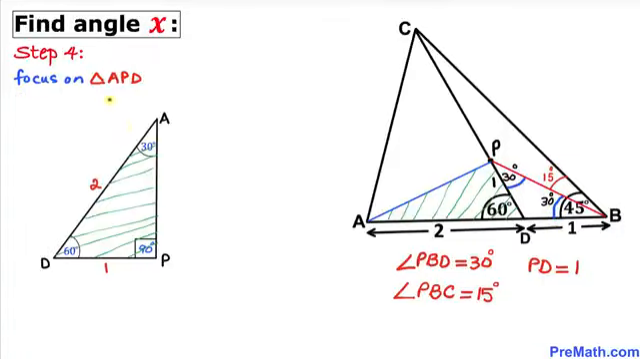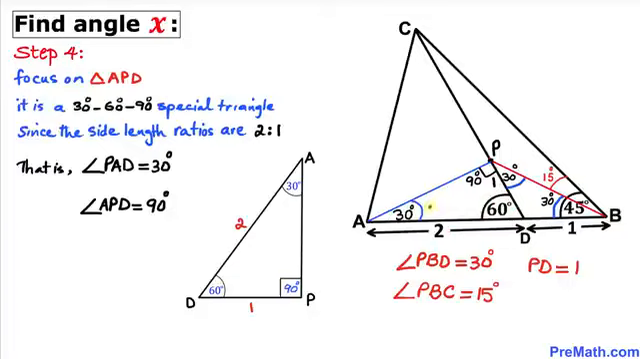And in this next step, let's focus on this triangle APD. And I have here copied down this triangle over here. We know that this side length is 1 unit and this side length is 2 units. Then we can see that this is a special 30, 60, 90 triangle. So therefore, this angle PAD is going to be 30 degrees and this angle APD is going to be 90 degrees.